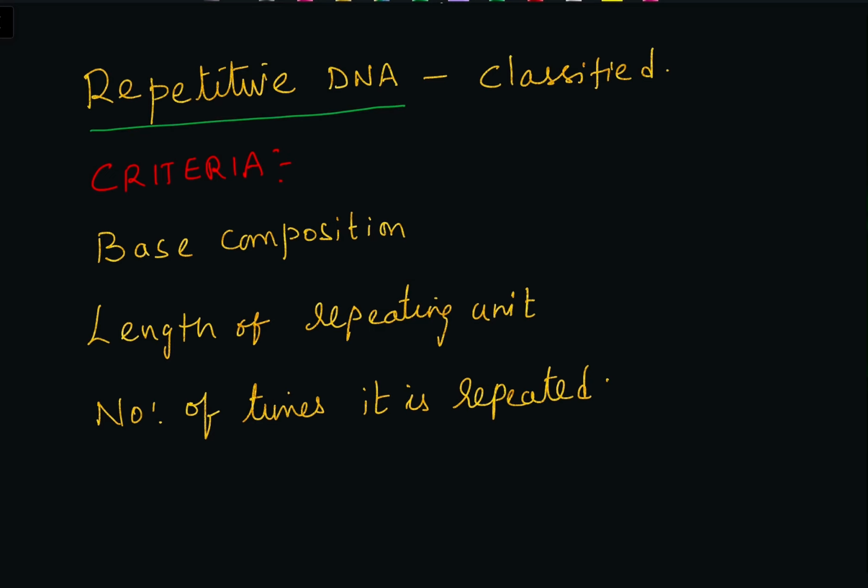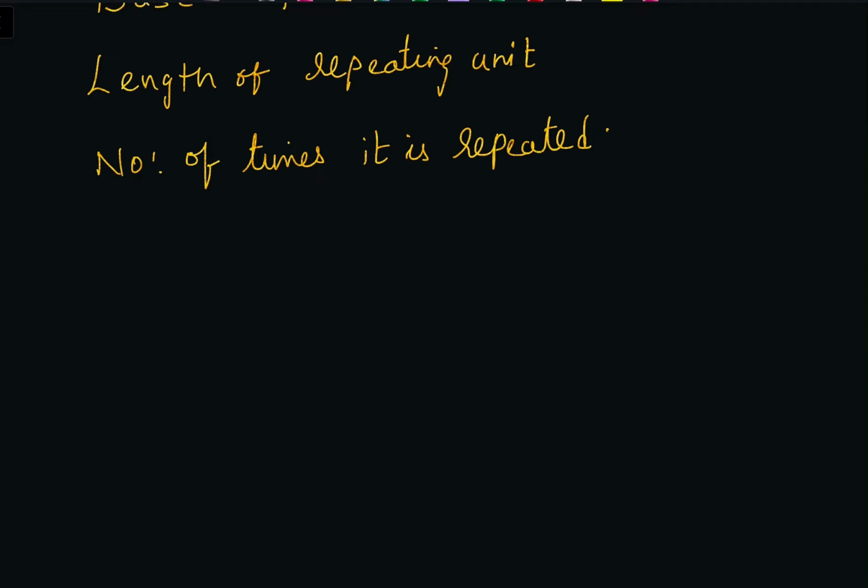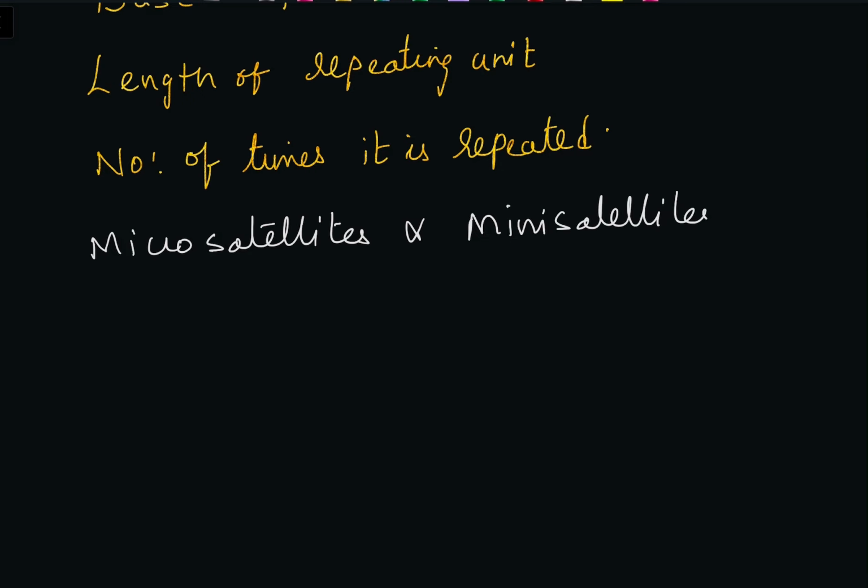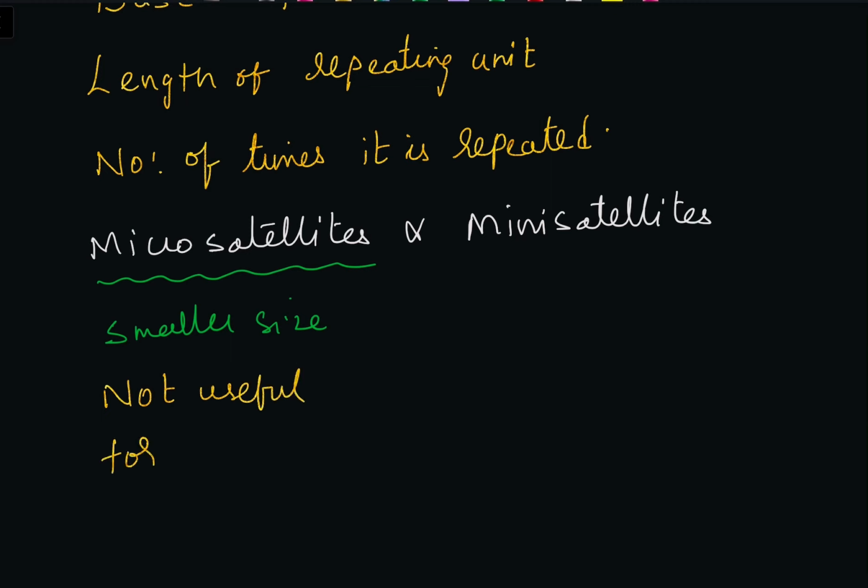So we have different classes of repetitive DNA, out of which we are making use of only the mini satellites. In our textbook it says there are 2 types of satellite DNA: the mini satellite and the micro satellite. But micro satellites are too small, less than 10 base pairs in length, so we are not using them for DNA fingerprinting. It is the mini satellite that we use for DNA fingerprinting.